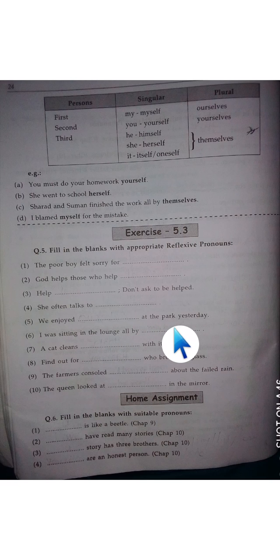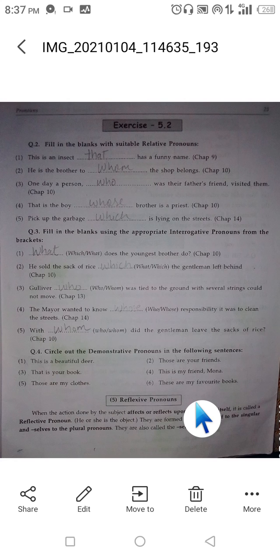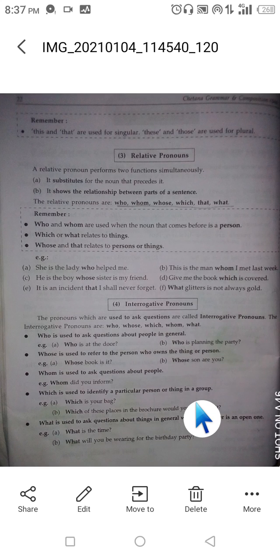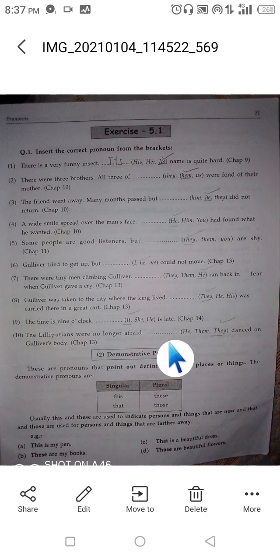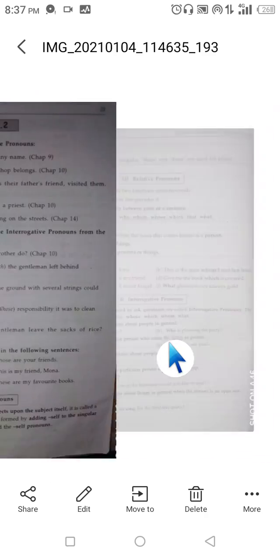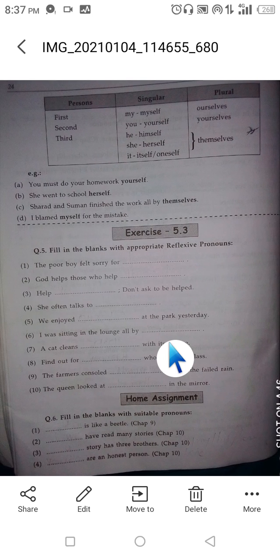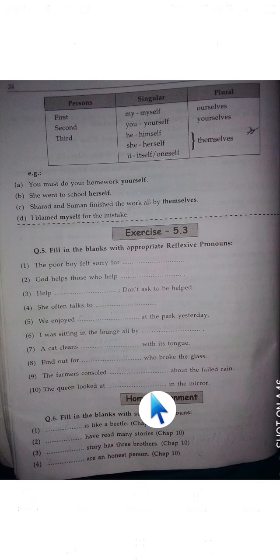We enjoyed ourselves at the park yesterday. I was sitting on a log all by myself. These types you have to write the answers. So complete exercise number 5.3, and 5.2 you just have to copy down. Question number 4 you have to write, and exercise 5.1 you have to solve. That's it, so this will be your homework. Complete your homework, and the home assignment also. Only 4 questions are there, filling the blanks with suitable pronouns.